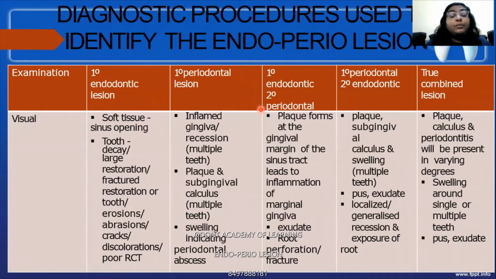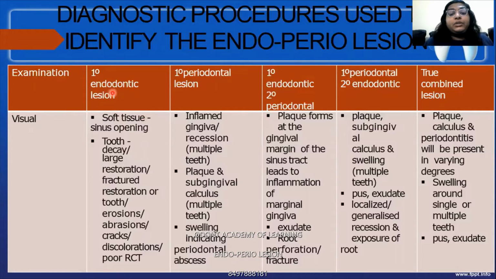Now, the most important part of this topic is the diagnosis. How do you diagnose an endoperio lesion and how do you treat it? So the first thing that we do is examination. Under that comes visual examination. I have put it in a table form for you to understand, and it's pretty self-explanatory.